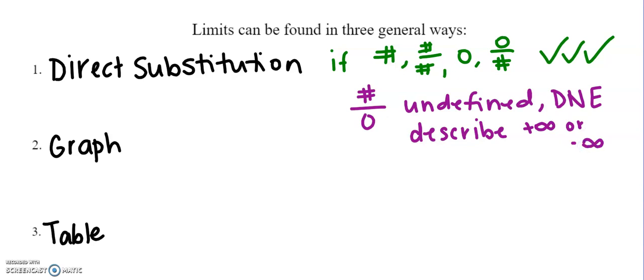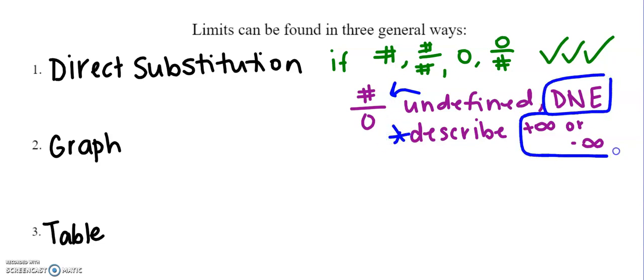I will tell you that all of these are ways to answer a limit question if direct substitution leads to a number over 0. You can say the limit is undefined. You can say the limit does not exist. Actually, I'm going to change that. Ignore me. You can say that the limit does not exist, or you can describe the limit as going to positive or negative infinity. I'm going to stay away from that word undefined. For those of you that have had math analysis, you understand why, hopefully.